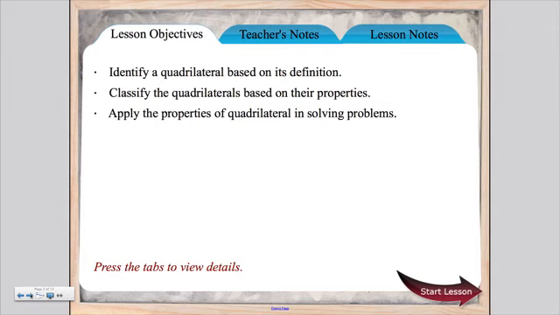Today, we continue our look at quadrilaterals. The lesson objectives for today are to again review identifying a quadrilateral based on its definition, then classifying quadrilaterals based on their properties, and lastly, applying the properties of quadrilaterals in solving problems. This is a two-part lesson where we're reviewing identifying and classifying today and somewhat doing applying. Tomorrow we'll do more applying.